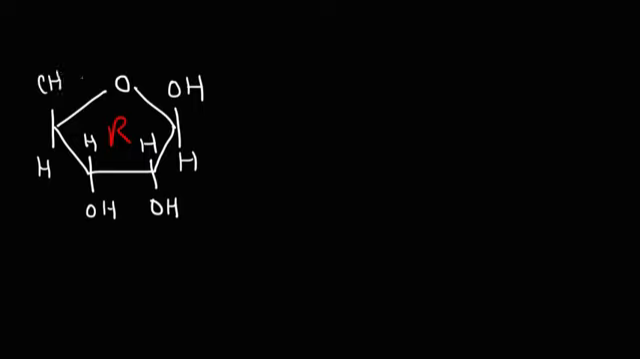The next one that I'm going to draw is a sugar called ribose. Ribose is a 5-carbon sugar, and it also forms a 5-membered ring. So that's the structure of ribose. Now, ribose is the sugar that is found in nucleic acids such as RNA. RNA stands for ribonucleic acid.